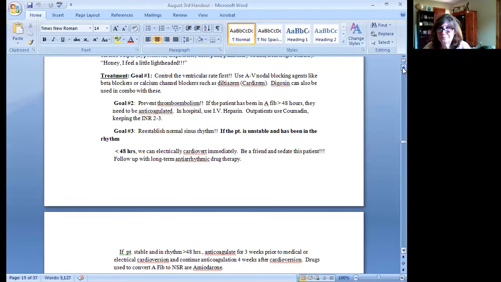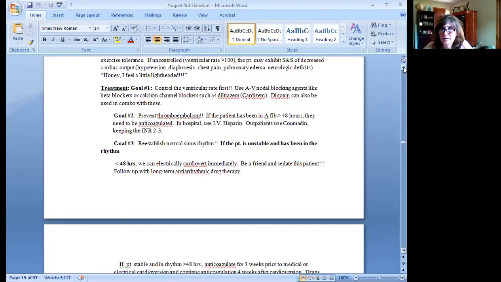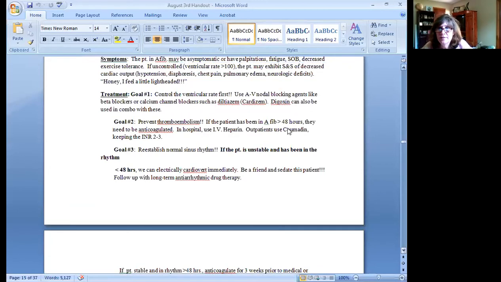All right. Send you home for 3 weeks on an anticoagulant. Well, what if they've been in the hospital, they've been in the rhythm longer than 48 hours and they're super, super symptomatic and the rate is really fast? Oh my God. Can I cardiovert them? Not without starting IV heparin first. And I didn't mention this on Monday, but I'm very glad I'm mentioning it now.